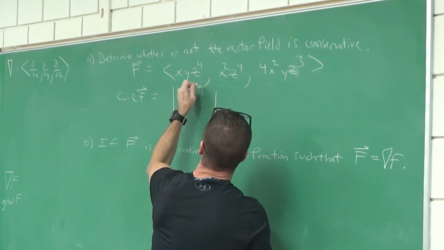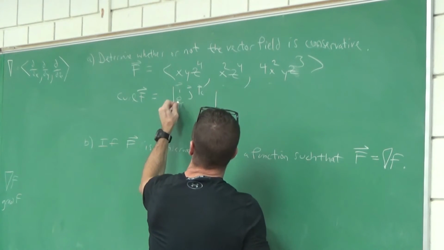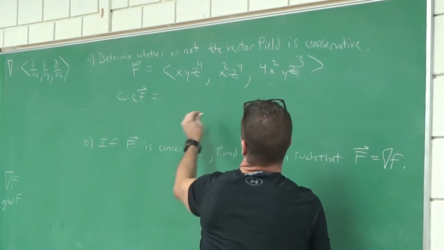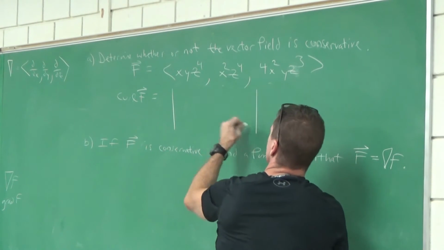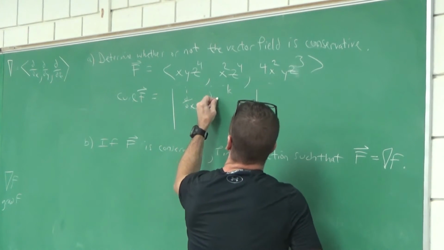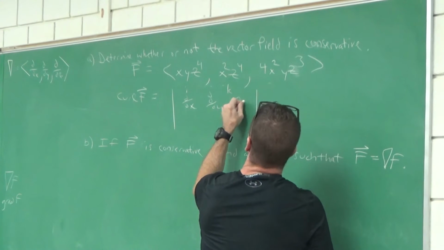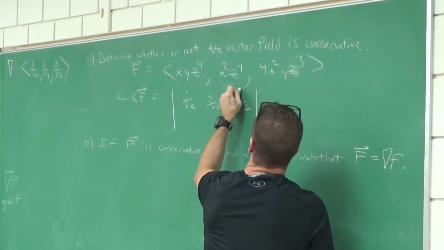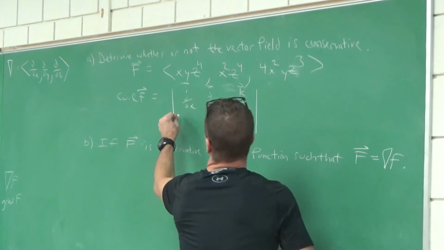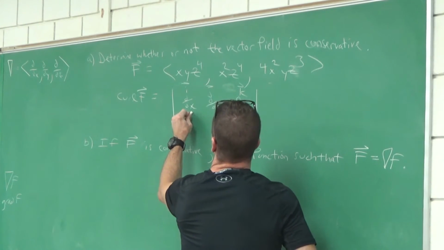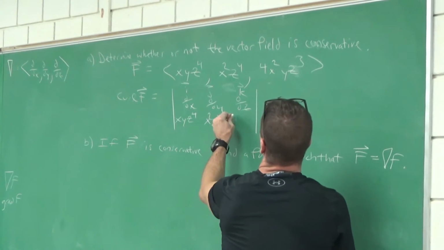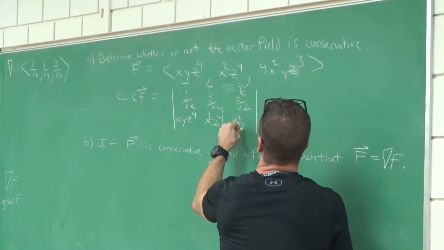i, j, k, d/dx, d/dy, d/dz. Well, I better give some more room, huh? I want to make sure I can fit all those components in here. Okay, xyz to the 4th, x squared z to the 4th, and 4x squared yz cubed.